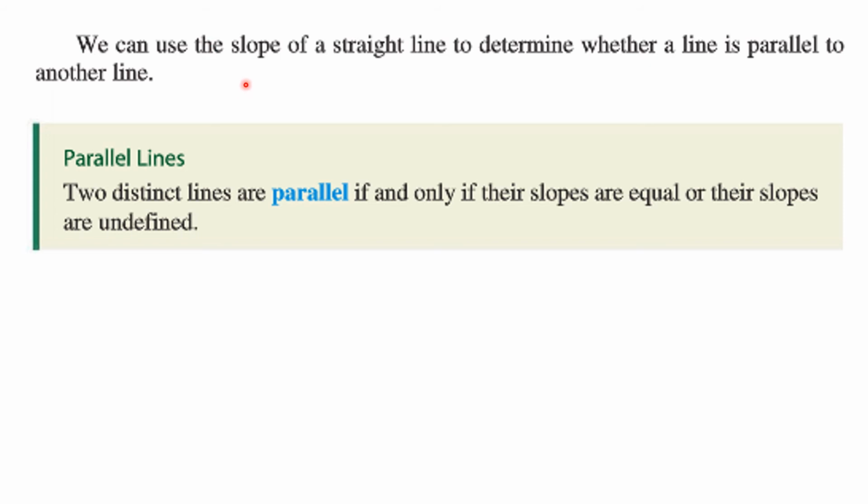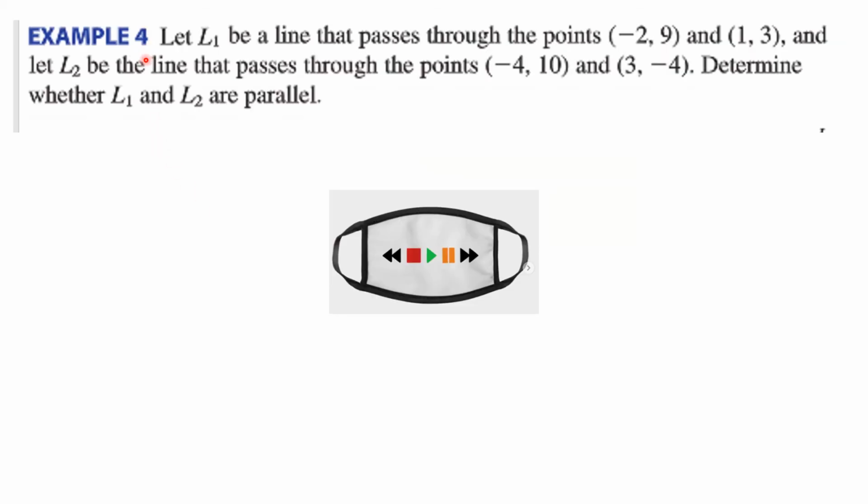We can use the slope of a straight line to determine whether the line is parallel to another line. Two distinct lines are parallel if and only if their slopes are equal, or their slopes are undefined. And that means that there is a 0 in the denominator. So here's an example. You have one line that passes through these two points, and a second line passing through these two points. Determine if the lines L1 and L2 are parallel or not.